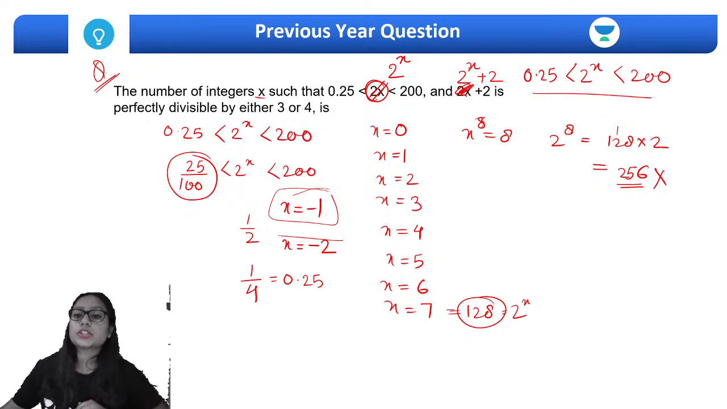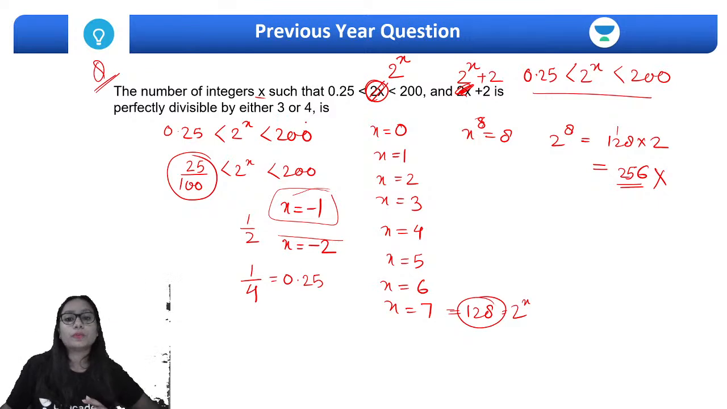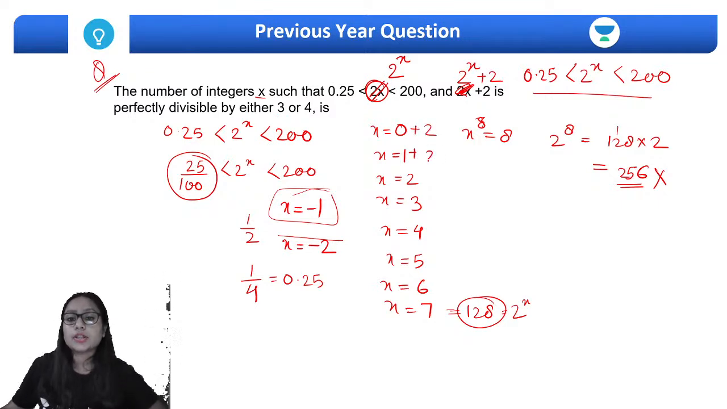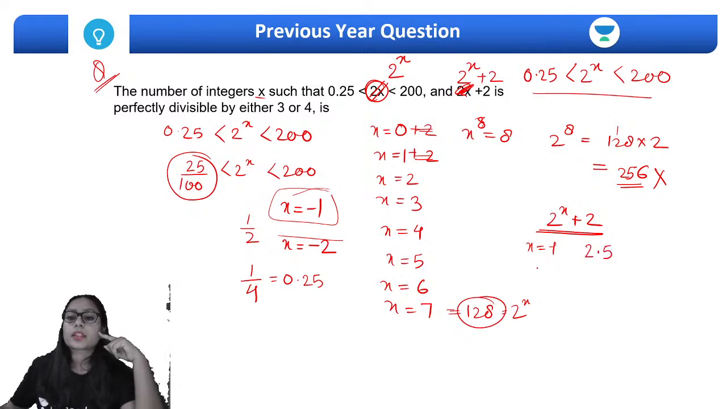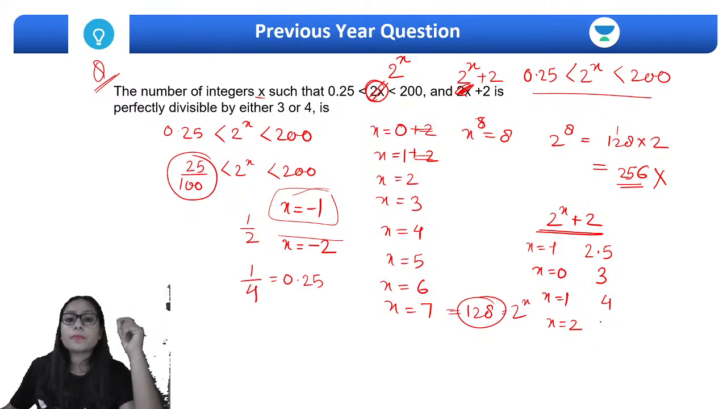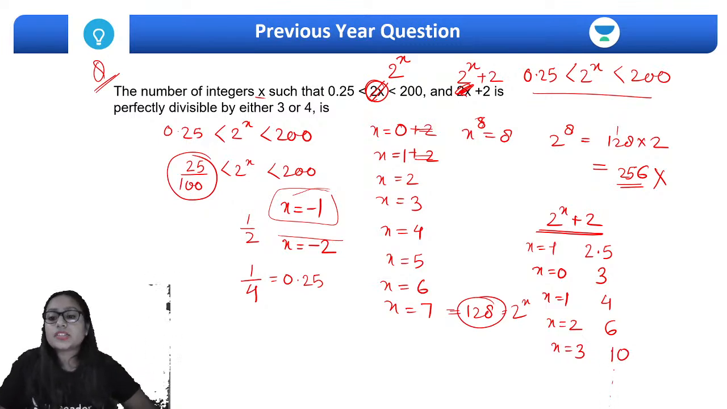Further, it is written that 2 raised to the power x plus 2 is divisible by either 3 or 4. So let us add 2 to all the values here. This is how I have to count. For x equal to -1, this is 0.5, so 0.5 plus 2 is 2.5. For x equal to 0, this will be 3. For x equal to 1, the value would be 2 plus 2, that is 4. For x equal to 2, the value would be 4 plus 2, that is 6. Then for x equal to 3, the value would be 2 raised to the power 3, 8, plus 2, that is 10. So likewise we have to see. Please check how many such values are there.